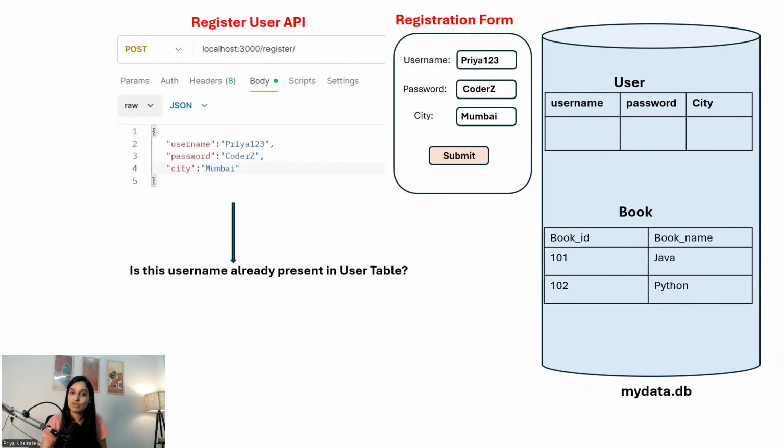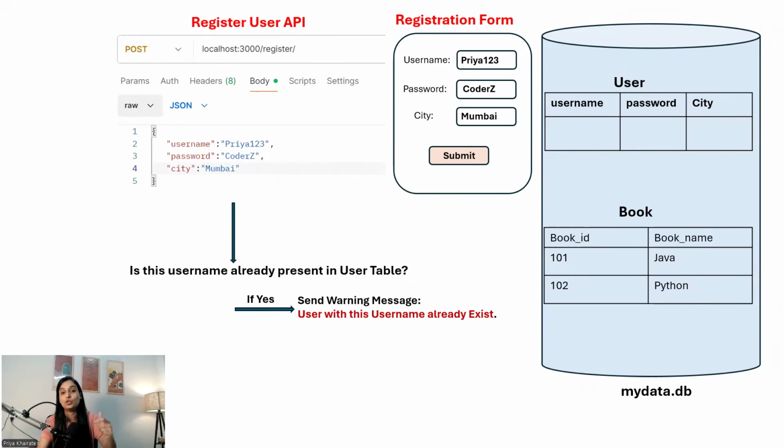The same thing we are going to do over here. When a user is trying to register for our application by sending this data in the request body, first we will check, is this username already present in our registered user table? If yes, then we will send a warning message to the user that a user with this username already exists.